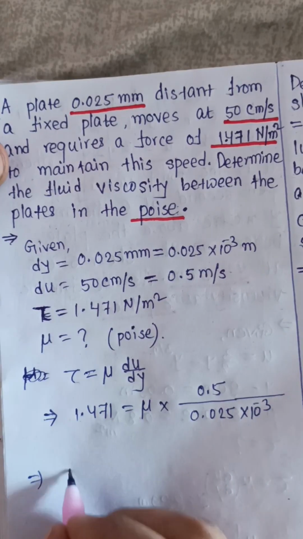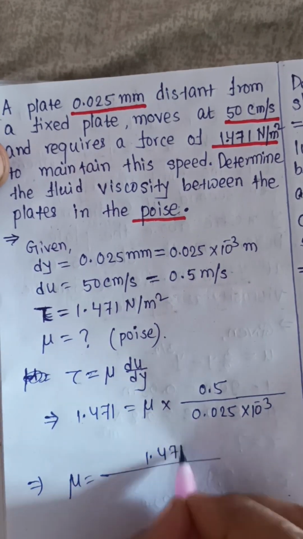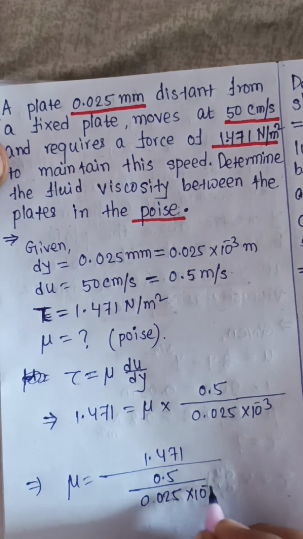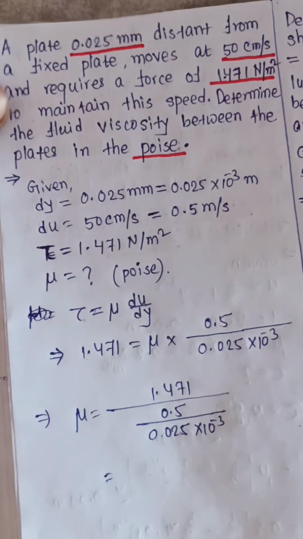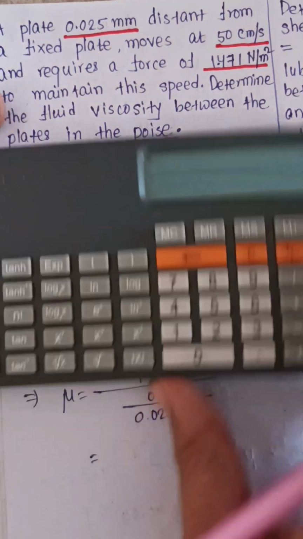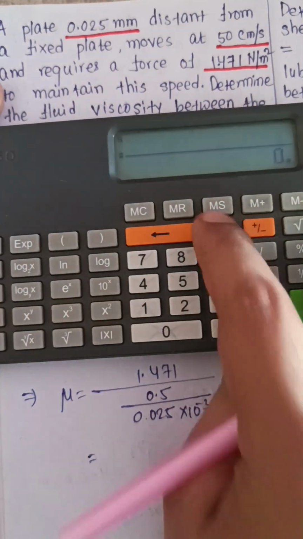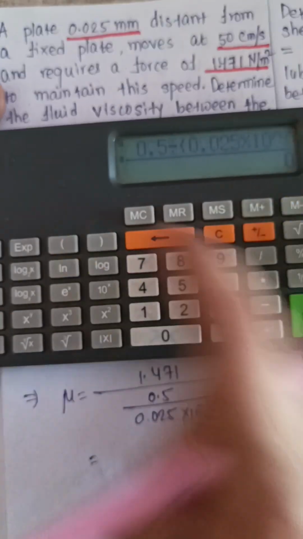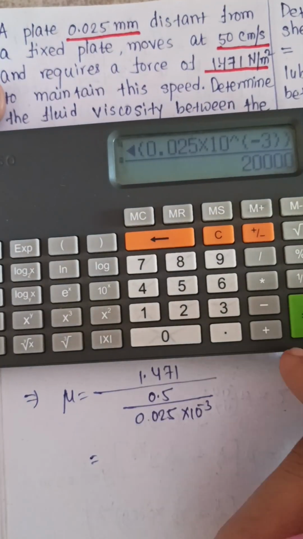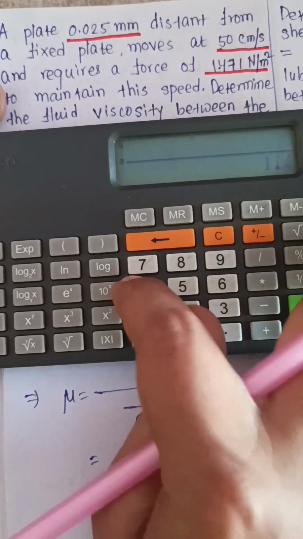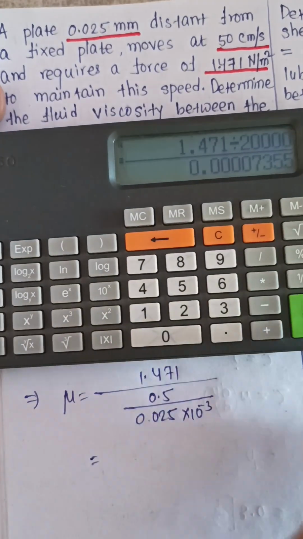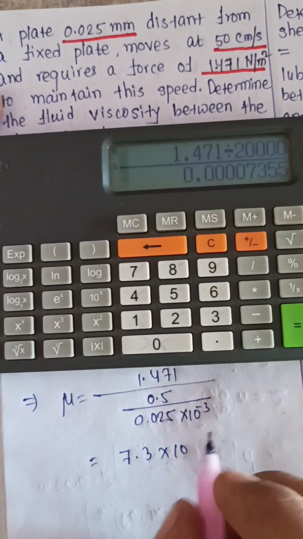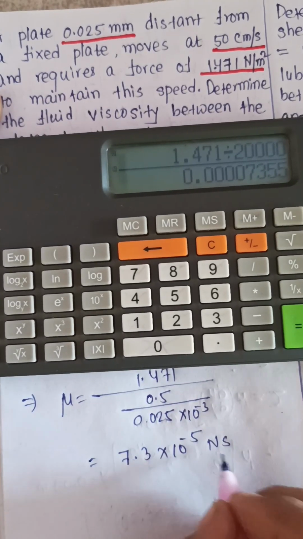So from here mu is equal to 1.471 divided by 0.5 divided by 0.025 into 10 to the power minus 3. What is the value of that? Here 0.5 divided by 0.025 into 10 to the power minus 3, and then 1.471 divided by that. So the value will be 7.3 into 10 to the power minus 5 Newton second per meter square.